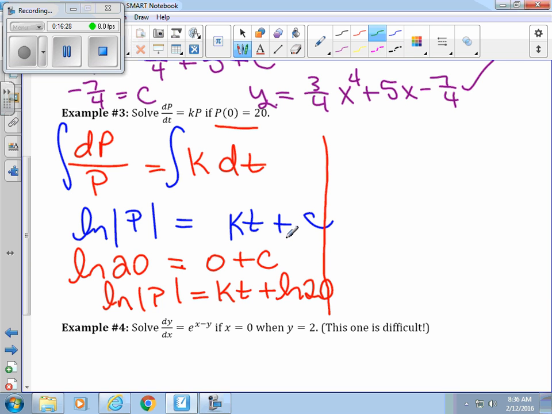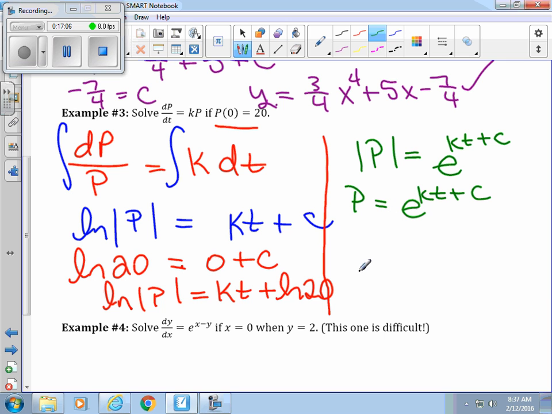I want to get P by itself. How do you get rid of a natural log? E. Does everyone agree with that? And what does an absolute value do? Plus or minus, right? This thing could be positive or this thing could be negative, right? Everyone agree with that? So, if I'm getting positive 20, which one is it? Positive. If that had been negative 20, then it would be the negative exponential function.